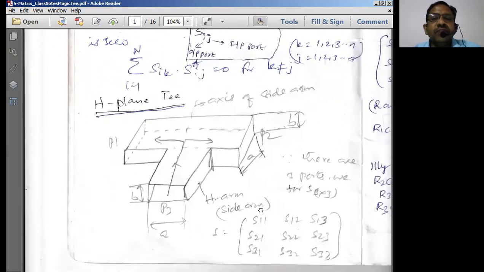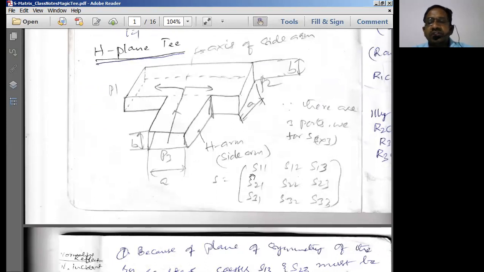Now we'll go with the H plane T. In the previous sessions, we discussed various microwave components. Now we'll go with the analysis of these microwave components. So this is an H plane T where the wave is injected into port 3. These two ports P1 and P2 are known as collinear ports because they are opposite to each other. If you apply input to port 3, we get output from P1 and P2 of the same amplitude and same phase. Since they are opposite to each other, they are called collinear ports.